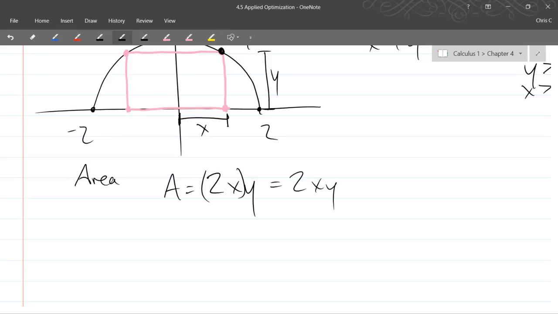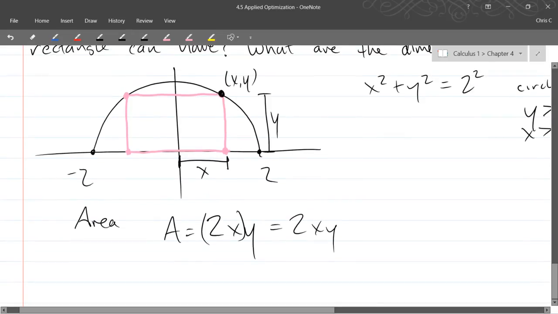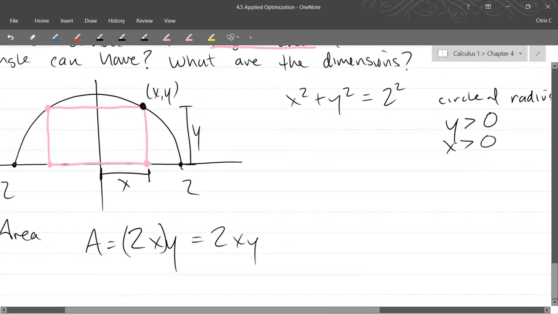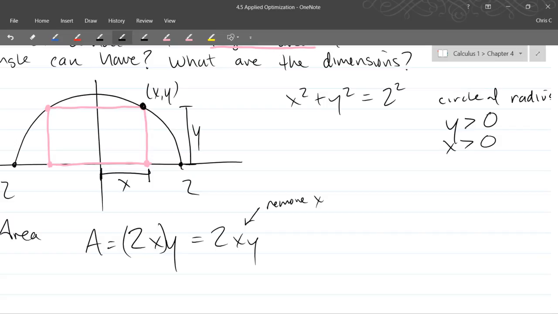So I have two variables in here. We need to take out one of the two variables. Normally I would say let's try to take out y, but let's get a little crazy and take out x. So we just have an equation in terms of y. If we pick a y, that'll determine what x we're using. So I want to remove x. How do I remove x before taking my derivative?